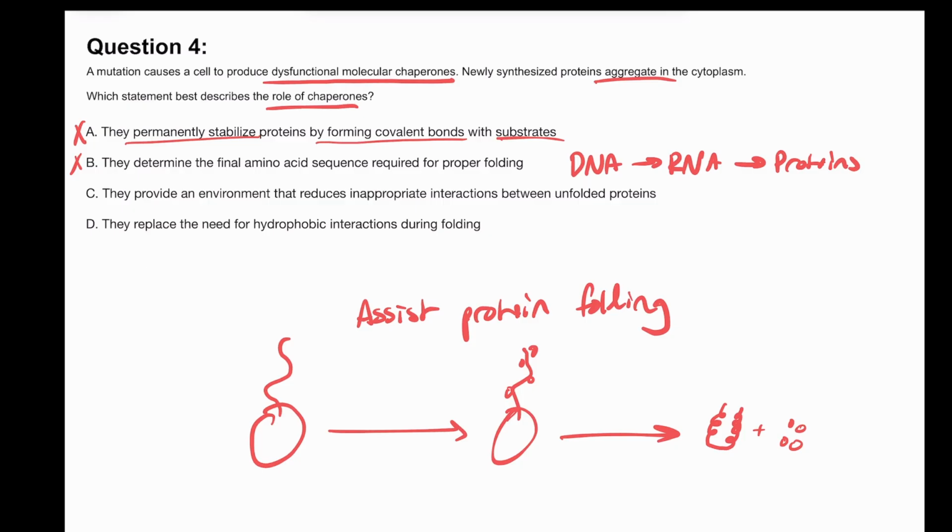C, they provide an environment that reduces inappropriate interactions between unfolded proteins. Okay, that seems reasonable. They're making an environment that enhances stability and enhances protein folding. They're reducing inappropriate interactions. So that seems about right. And then D, they replace the need for hydrophobic interactions during folding. That's not true. If anything, they enhance protein's ability to find appropriate hydrophobic interactions in order to fold correctly. And so that's why answer choice C is the correct choice.